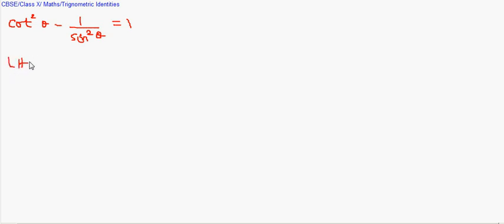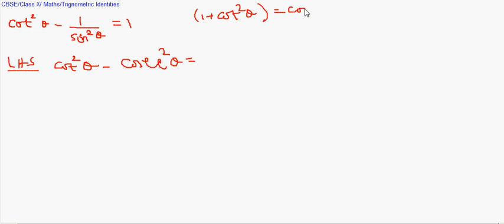So simple is this, because 1 by sine is cosec, so 1 by sine square will be cosec square. What does the third identity say? It's 1 plus cot square theta is equal to cosec square theta. It says 1 plus cot square theta is equal to cosec square theta.